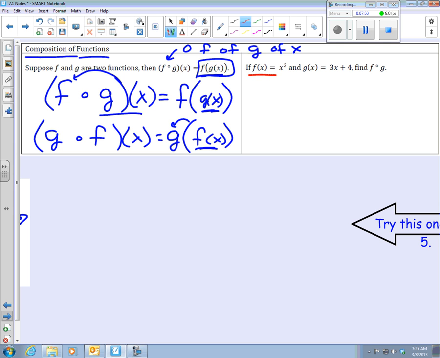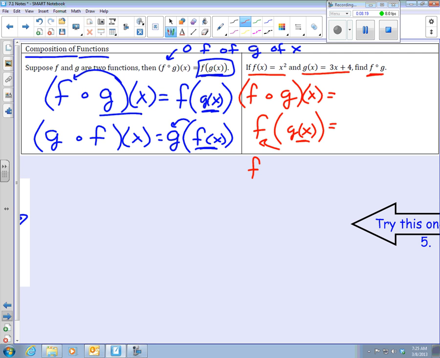Okay, here's f of x. It's equal to x squared. Here's g of x. It's equal to 3x plus 4. And they kind of shorten up the notation. They're saying f of g. Okay, the little circle. It's not multiplication. So we're finding this. F of g, fog, if you will, of x. So this is going to be f of g of x. Plug the g of x function into the f of x function. Well, that means I'm going to find f of g of x is equal to 3x plus 4.